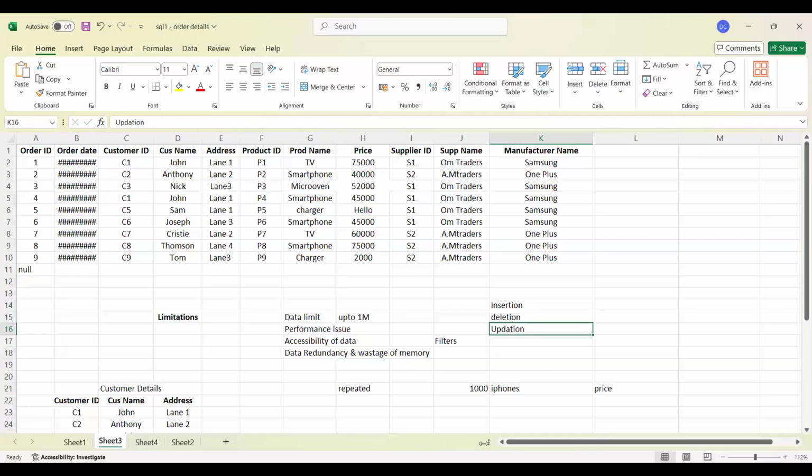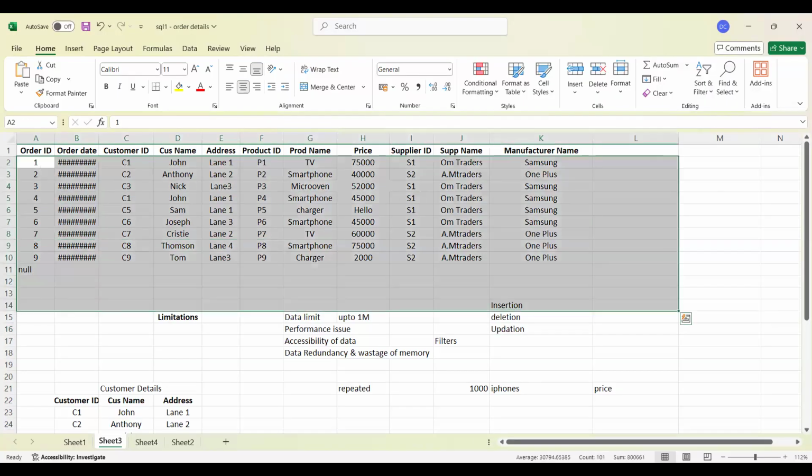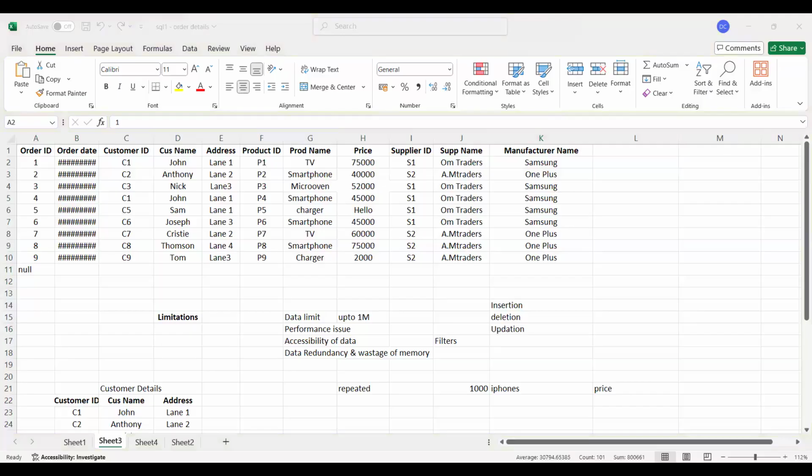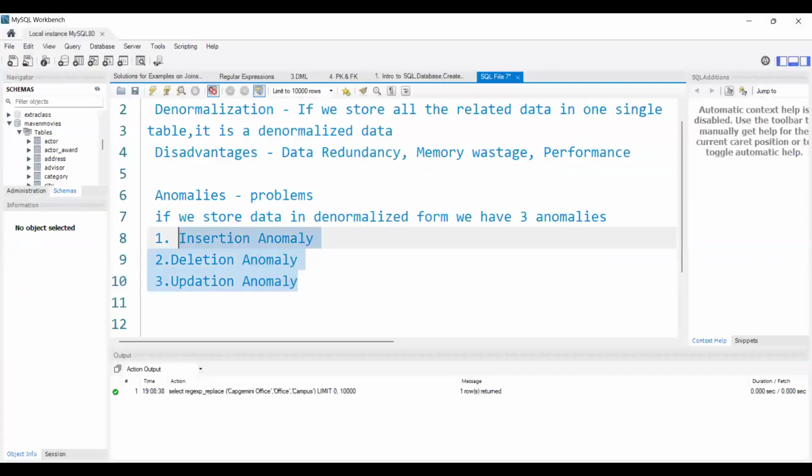Yes, ma'am. Clear. So these are the three anomalies: insertion, deletion, and updation anomalies. I can say three problems if we store the data like this. That is the denormalized data. For that reason, to overcome these three anomalies, SQL introduced a concept called normalization.